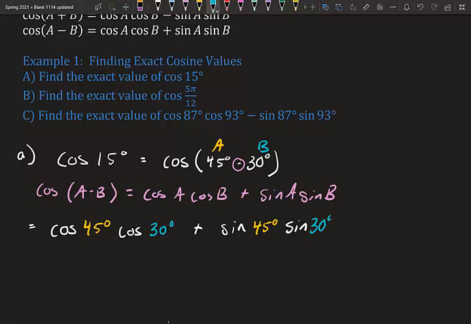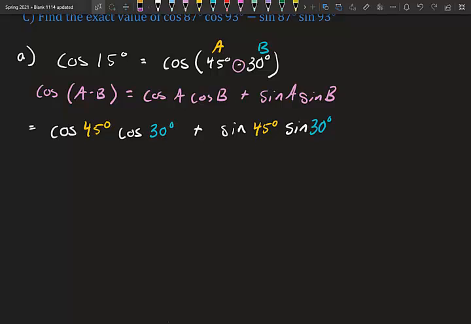So the reason why we do this is because we actually have these exact values on the unit circle. We have the values of cosine 45, cosine 30, sine 45, and sine 30. You're going to use your unit circle. So looking at your unit circle, I'm not going to switch back. You guys have your unit circle. Cosine 45 degrees is square root of 2 over 2. Cosine 30 degrees is square root of 3 over 2. Plus, and then sine 45 degrees is square root of 2 over 2. And then sine 30 degrees is 1/2.